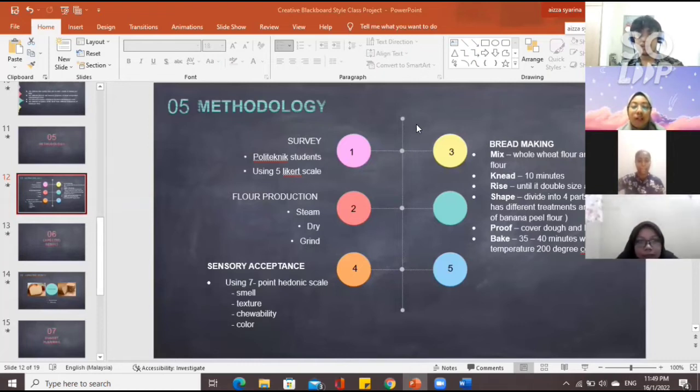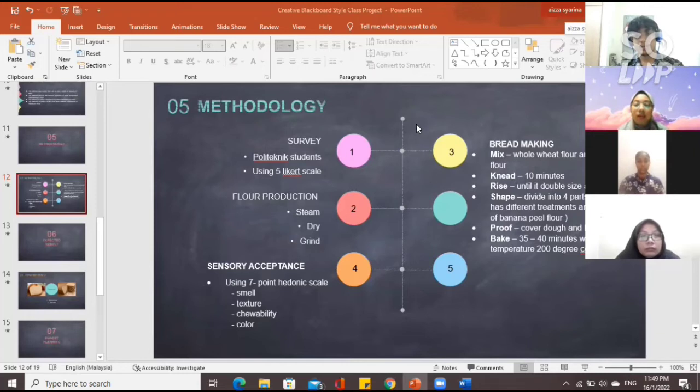So the banana peels will be dried by air oven at 50 degrees Celsius for 72 hours, and then we grind it by rotor mill through a 45 mesh screen, or we can use a grinder machine. And then the banana peel flour is placed in a glass container and stored in the refrigerator at 6 degrees.